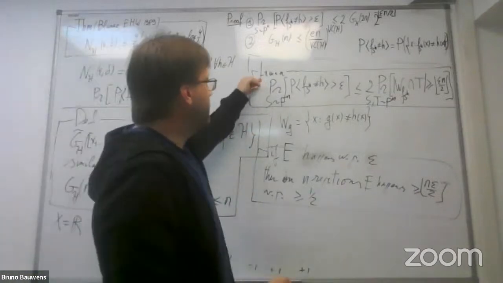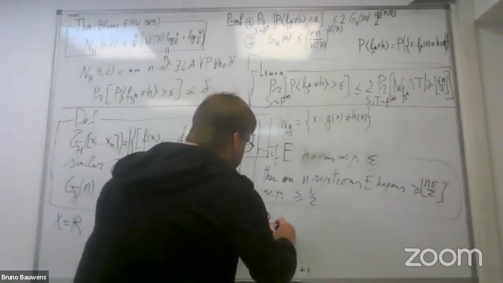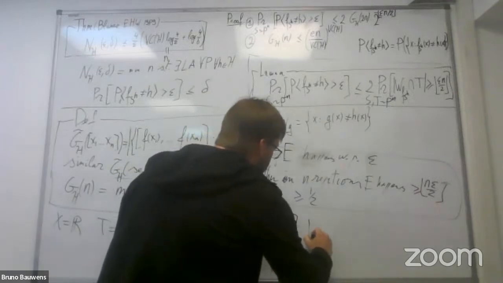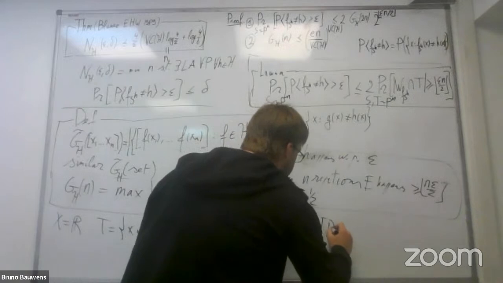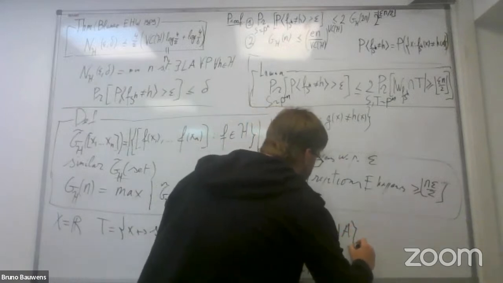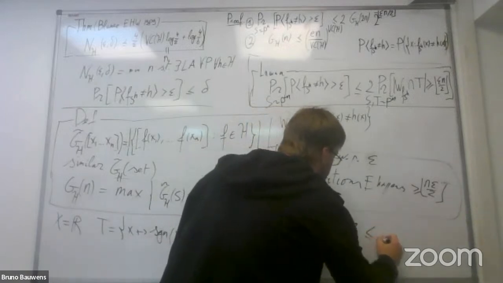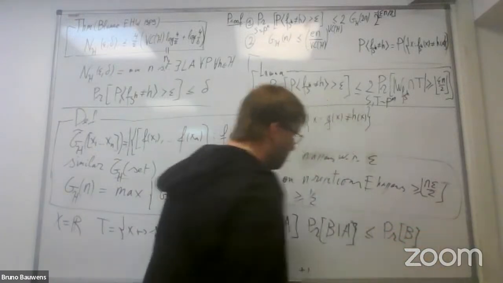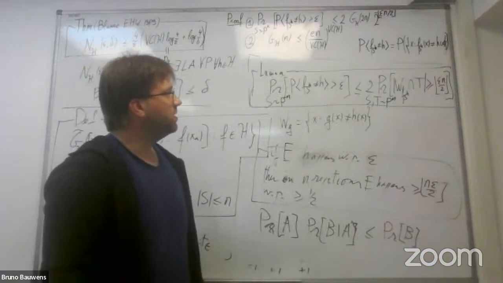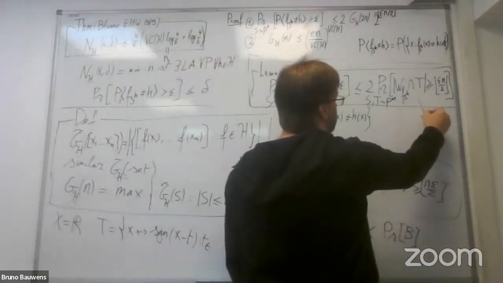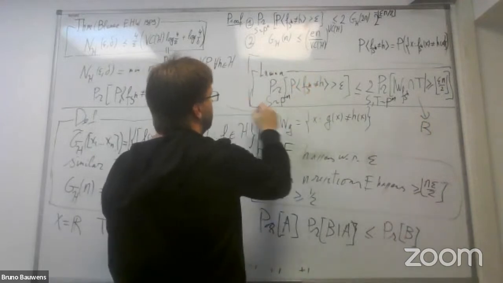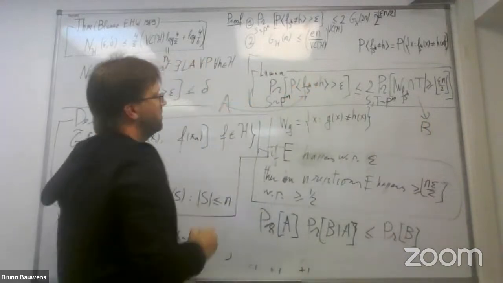And now we get this lemma just by using that the probability of an event A times the probability of an event B given A is bounded by the probability of B. So what is B? B is this event that we want, and A is this event here.